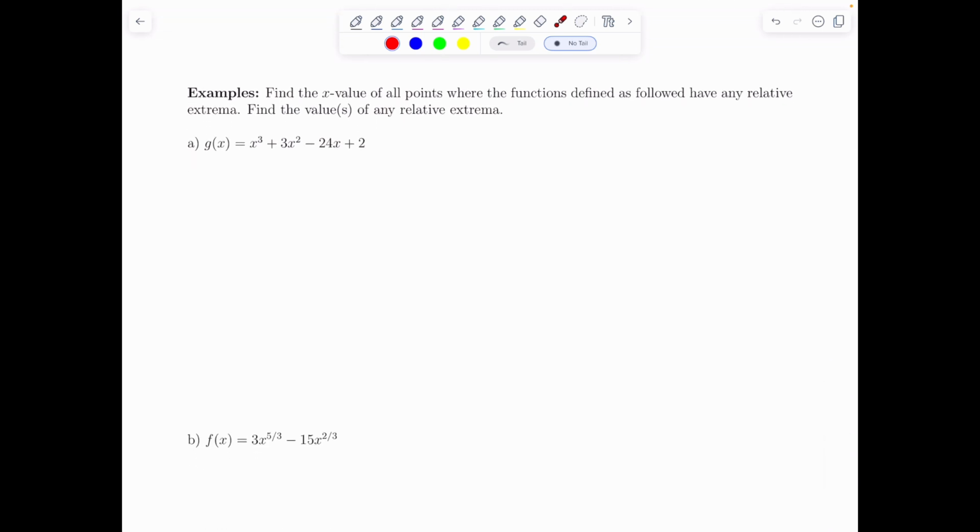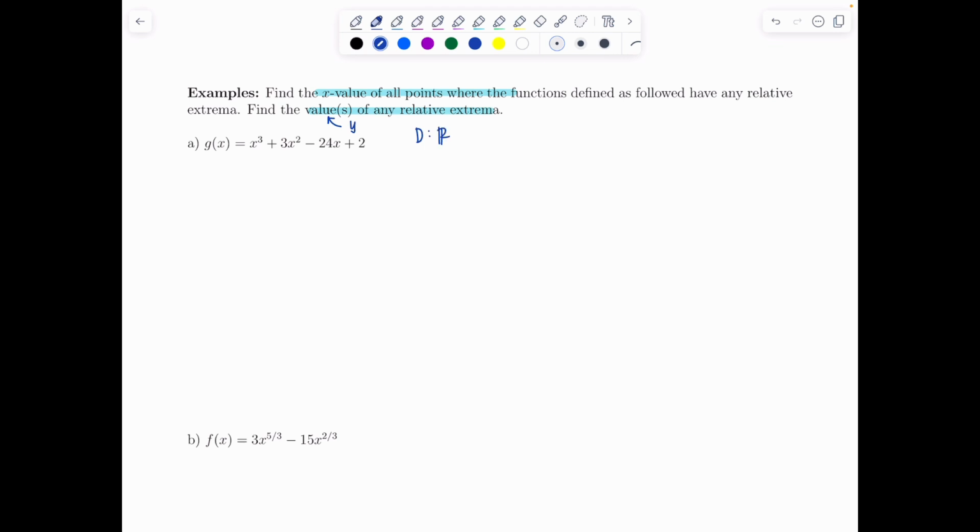Find the x value of all the points where the functions defined as follows have any relative extrema, and then find the values of any extrema. So when they say find the values, they want the y values, the function values. And make sure you write the domain for each of the functions before you get started, because remember, if we have any domain restrictions, those can't be critical numbers and they can't be relative mins or maxes. So we have to be aware. Don't worry though, the first example starts off nice and relaxing. It's just a polynomial. We know those are pretty harmless. Their domain is all real numbers.